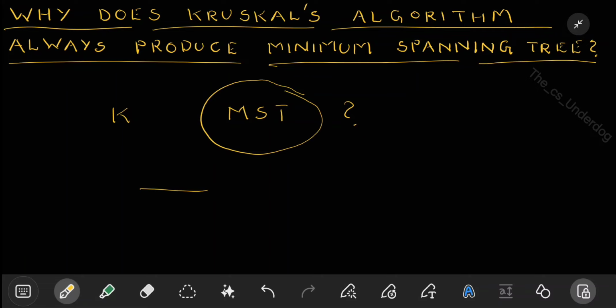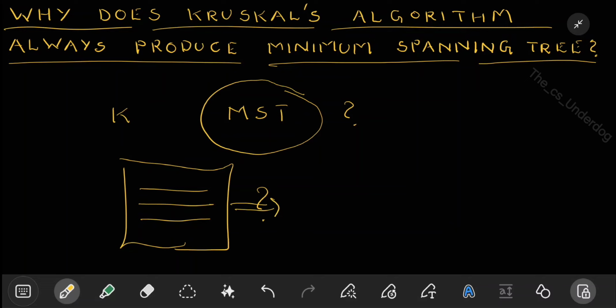That is, you know the algorithm, you know the steps that are to be followed, but what is the proof for the fact that the output of this algorithm is always a minimum spanning tree? This is what we are going to prove in this lecture. We'll prove that whenever you apply Kruskal's algorithm on a graph, it will always give you the minimum spanning tree.